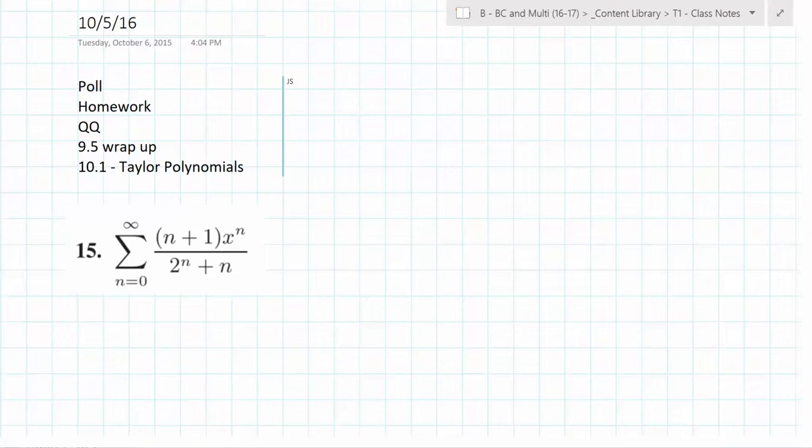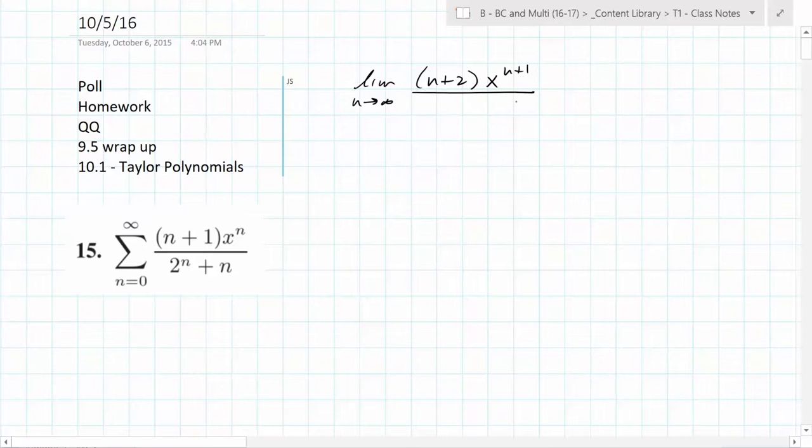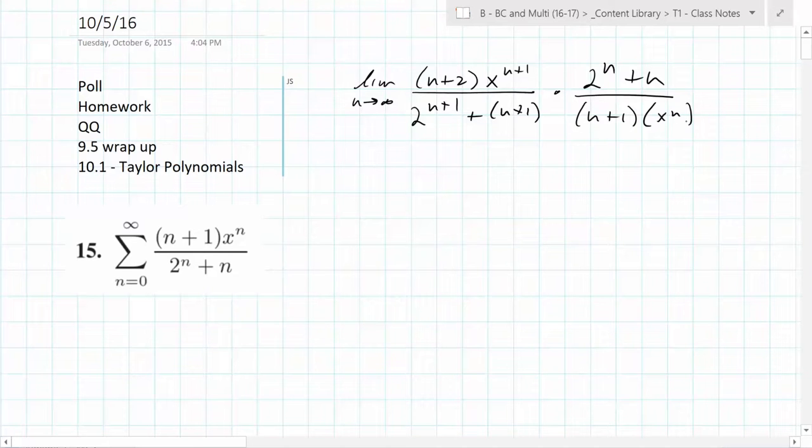So you're going to end up with the limit as n goes to infinity of the next term, so (n plus 2) x to the n plus 1, all over 2 to the n plus 1 plus n plus 1, right? Yes. And you're multiplying that by (2 to the n plus n) over (n plus 1) x to the n, right there. So as n goes to infinity, what happens to this?